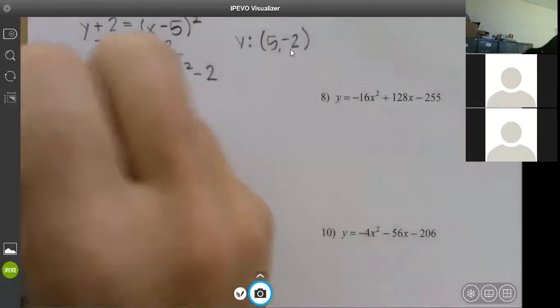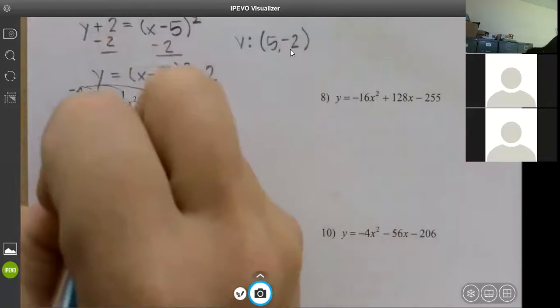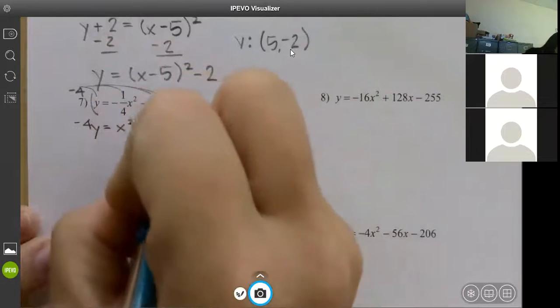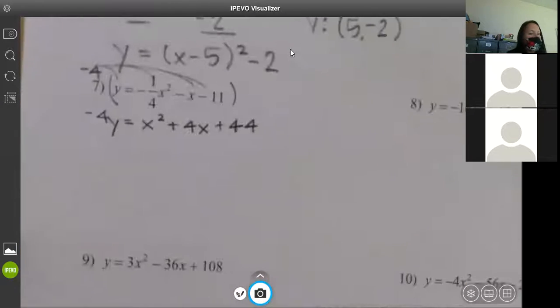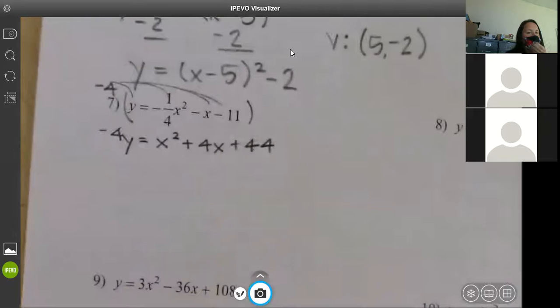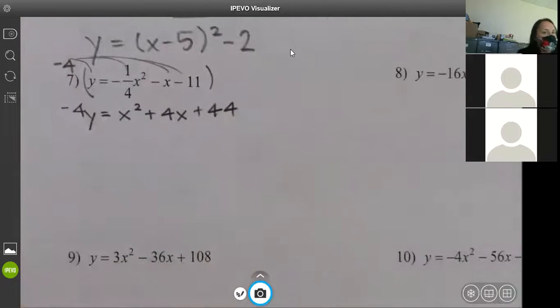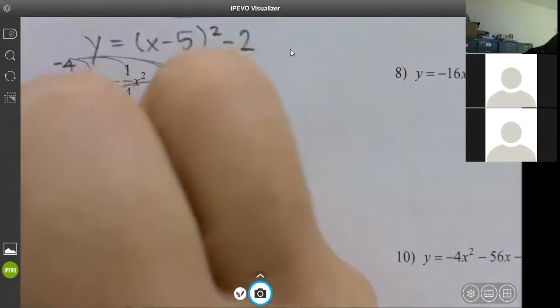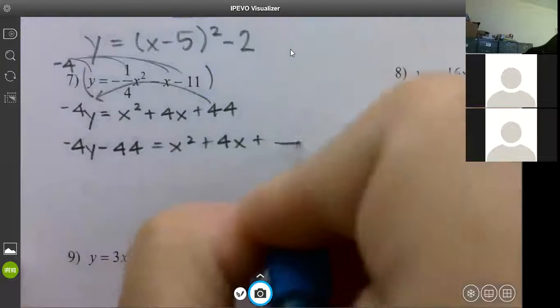Okay, distribute that -4 in. It's going to give you -4y equals a positive x squared, a positive 4x, and a positive 44. I'm going to make this a little bit bigger since I'm writing kind of small. Sorry, y'all. Is everybody good? Y'all can see it, right? Okay. What do I do now? Move that 44 over. So I get -4y minus 44 equals x squared plus 4x.